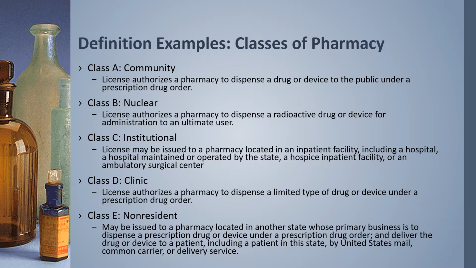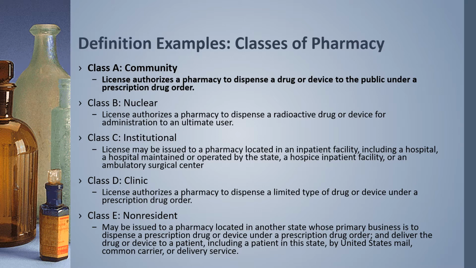Other classes of pharmacy include the following: Class B, which is nuclear. This license authorizes a pharmacy to dispense a radioactive drug or device for administration to an ultimate user. Class C pharmacy, which is institutional or hospital pharmacy, and it's a license that may be issued to a pharmacy located in an inpatient facility, including a hospital, or a hospital maintained or operated by the state, a hospice inpatient facility, or an ambulatory surgical care center.